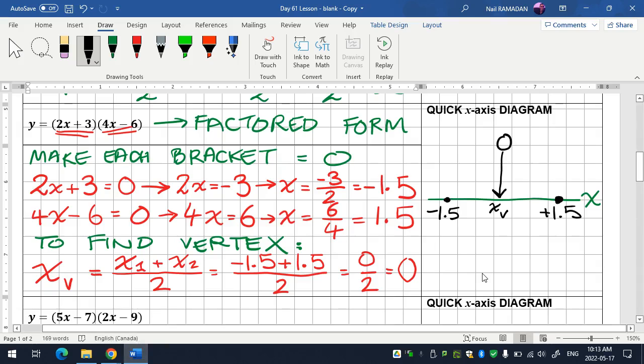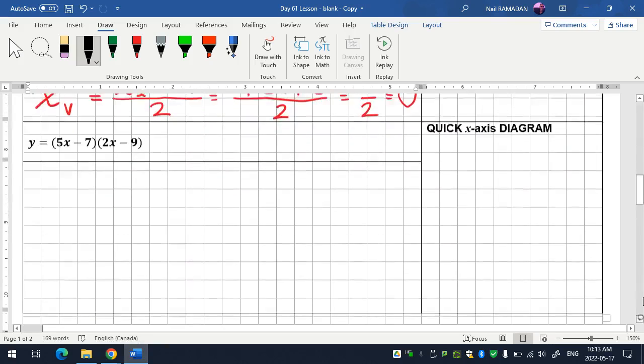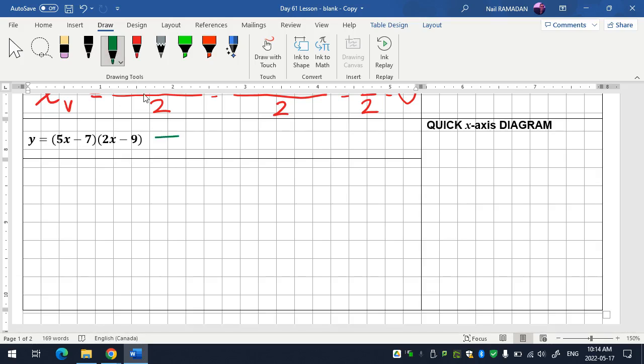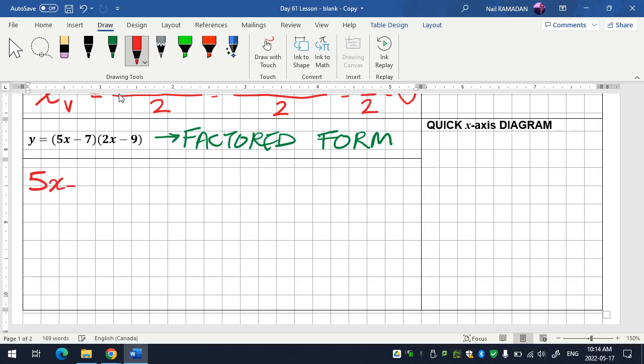Okay, let's do the last one. Is this also in factored form? So we are ready to do things the way we've been doing for the last 2 examples. Do I need to write make each bracket equal 0? Can I just jump to the math? Yes. So what do you do here? Come on. What do you do first? Move the minus 7 to the other side.